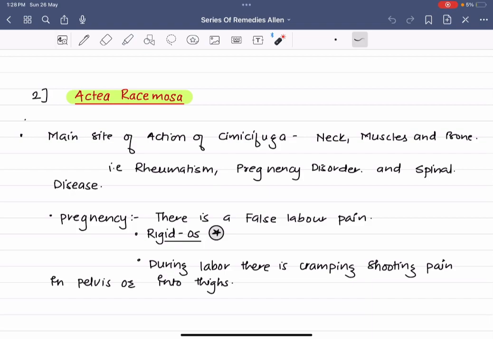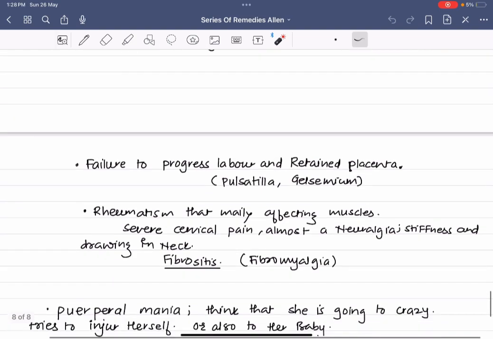So the indication of this remedy in cases of labor is that there is a severe labor pain which generally starts from the pelvis, from the back, and goes down into the thigh. In such cases, the patient may hold his thigh due to the pain. The patient may be shrieking and pressing his thigh due to the pain. In such cases, we can think about this remedy.